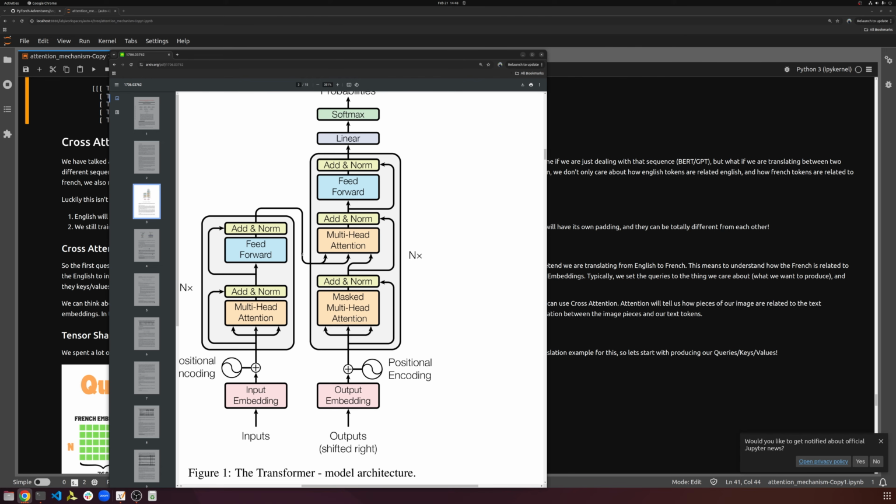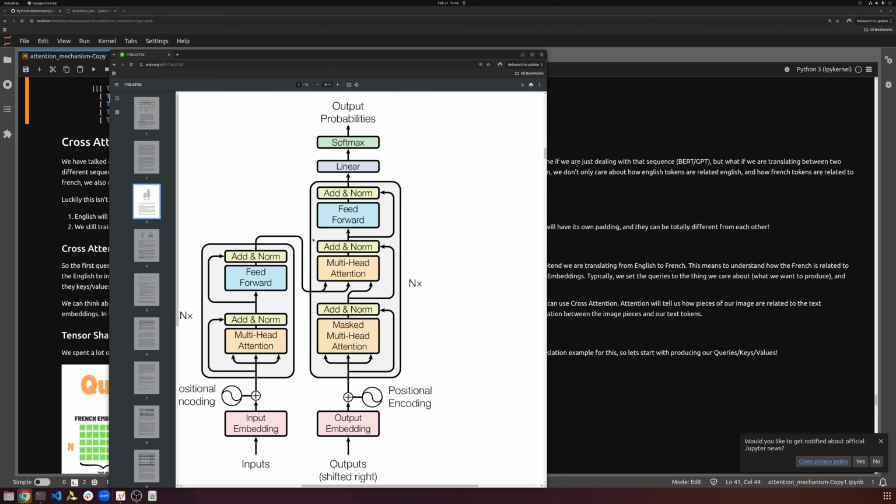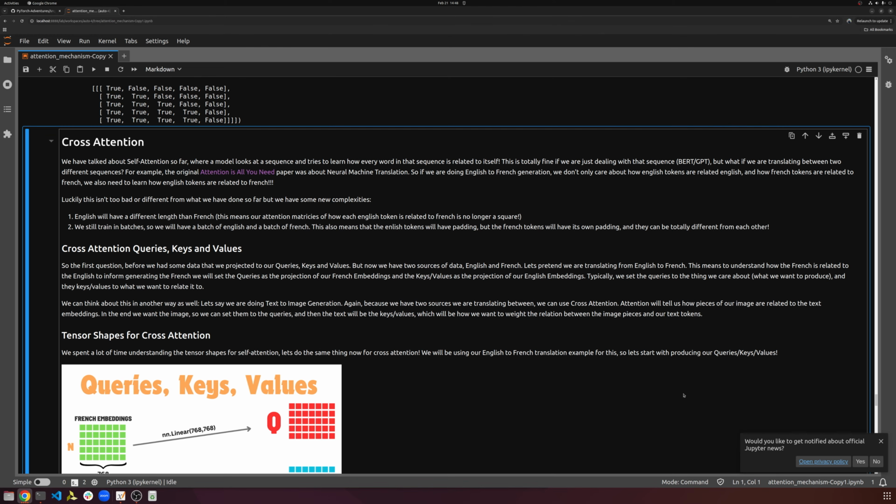Cross-attention is exactly like self-attention. There's nothing new happening. The only difference is, in self-attention, let's say we're doing language generation or language classification, we're interested in how every word in my sentence is related to every other word in my sentence. And that's self-attention, right? How am I related to everything in myself? Cross-attention asks, how am I related to something else?